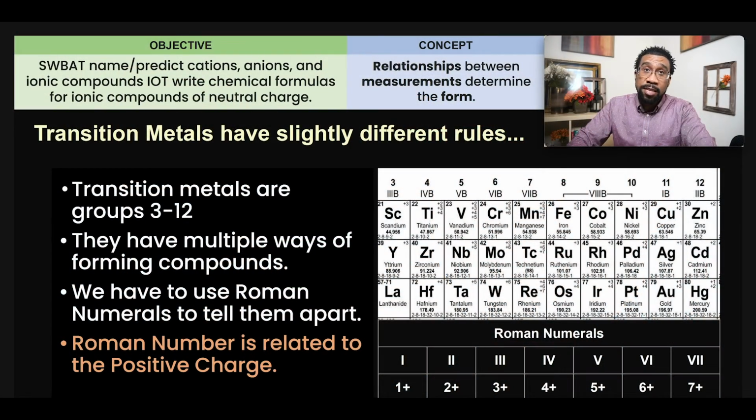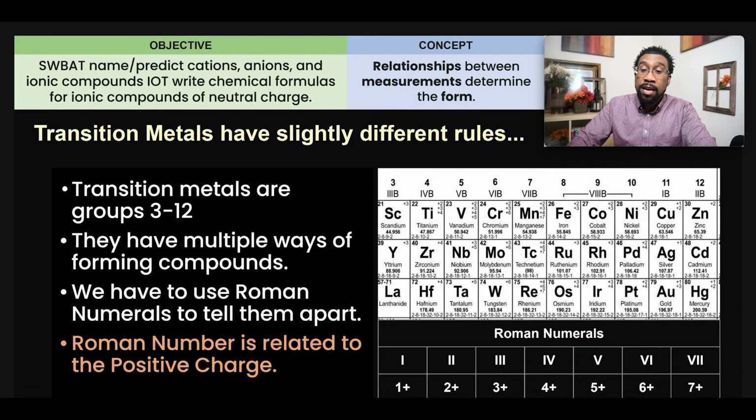Now, in this particular segment, since we're going to be talking about transition elements, it's important to realize where they are on the periodic table. They are right smack dab in the middle, groups 3 through 12. And what's special about the transition metals is that they have multiple ways of forming compounds because they have multiple electron configurations that favor stability or stable ions.